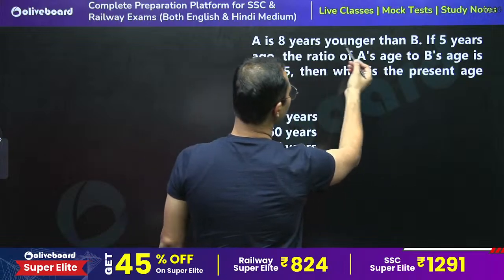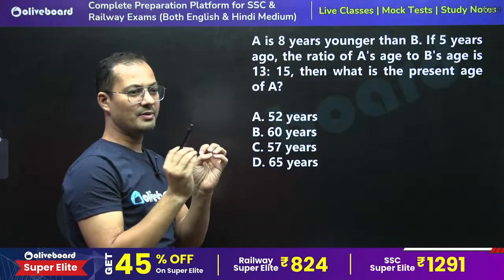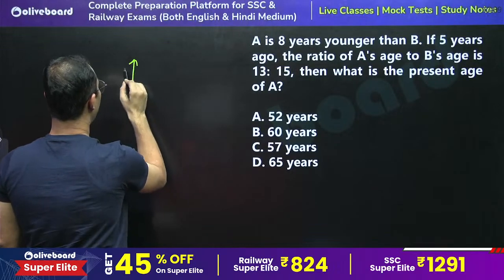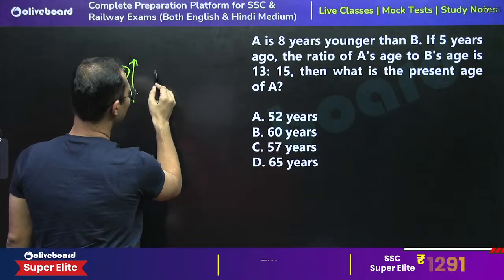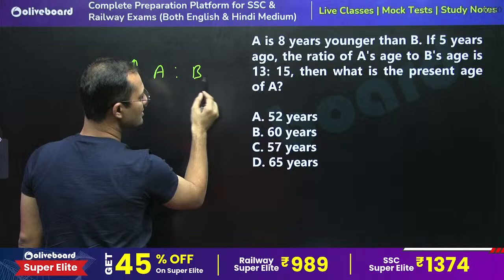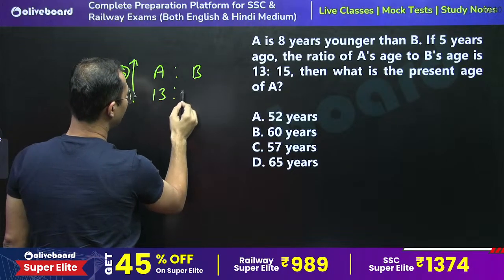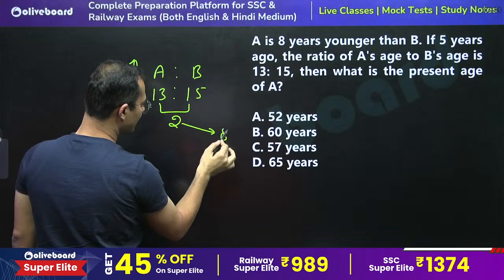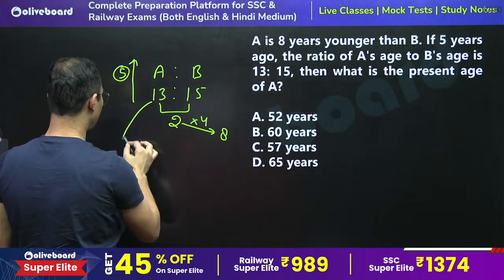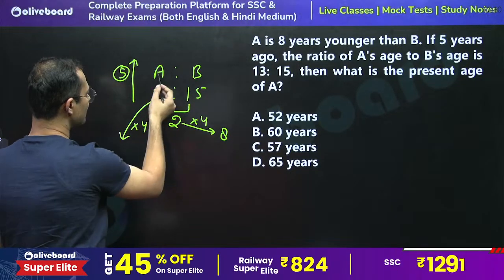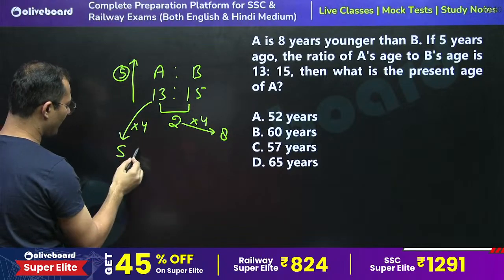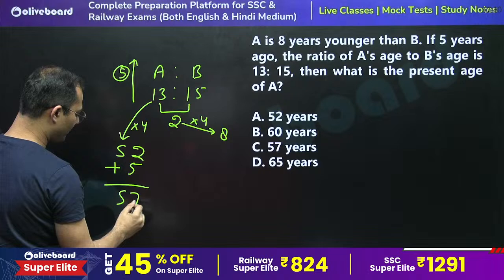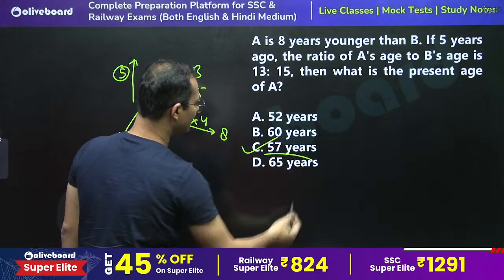See, A is 8 years younger than B. It means the difference between A and B is 8. And 5 years ago, the ratio of A and B's age was 13 to 15. So here the difference is 2. So 2 is equal to 8, so how many times? 4 times. So we can say that the age of A 5 years ago was 52. So in present, plus 5, it is going to be 57. Simple, 57 is the right answer.